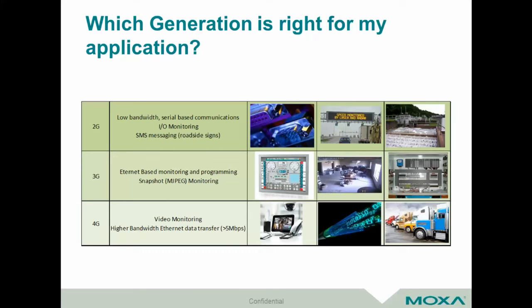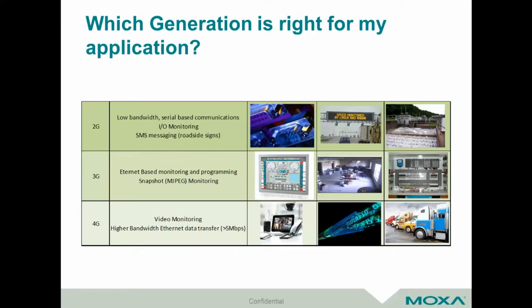Now, when you're talking about cellular, it is also important to note which generation is right for your application. You have the options nowadays of devices that operate on 2G networks, 3G networks, and 4G networks. You may always think, hey, I want the latest and greatest, and in a lot of circumstances that's a great way to go. But the technology does cost a little bit more, and you don't always need the bandwidth that's available. So if you have a lower bandwidth application, for example, serial-based communication that you need to put onto a TCP/IP network, some I/O monitoring, or something like roadside sign changing, all those are very low bandwidth applications.